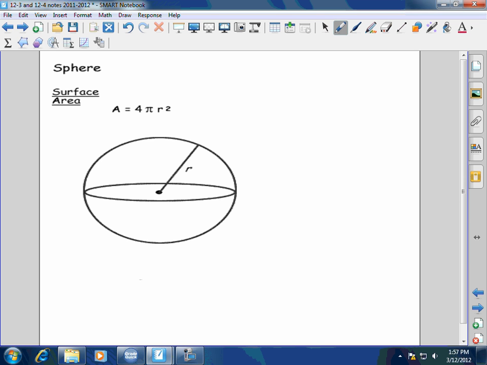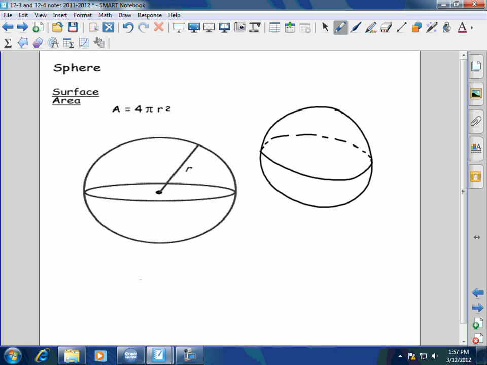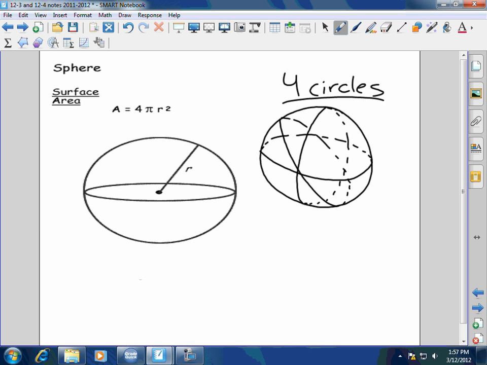If you think about what a circle is, okay? Circle, bear with my drawing, composed of that guy, and that guy. Does that look, very loosely, kind of like a basketball with those lines going all over the place? A sphere is made up of 4 circles. So therefore, the surface area is pi r squared times 4.